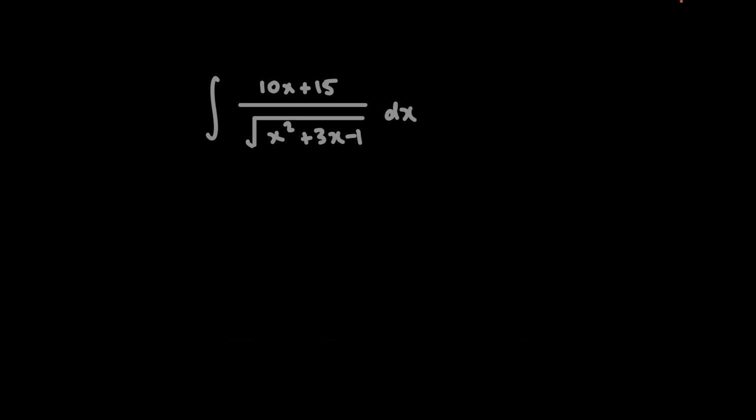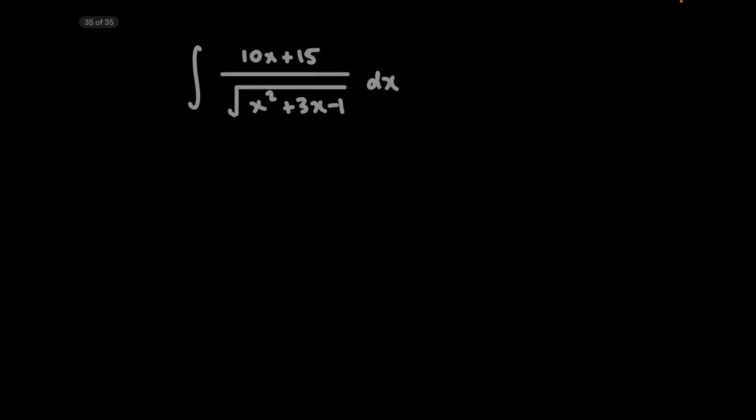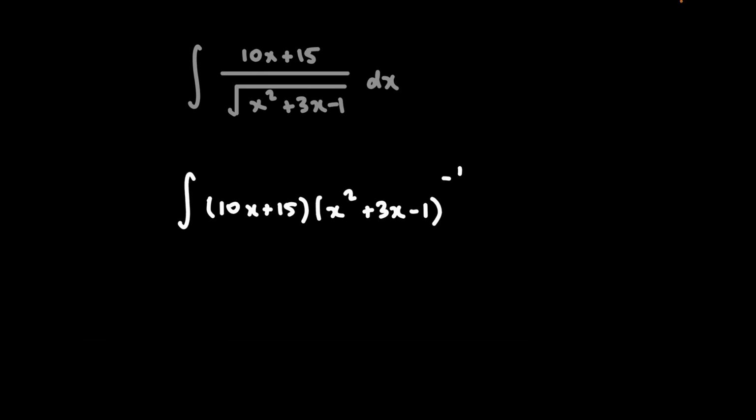What did I say when we have radicals or surds in our questions? Always try to write it as an exponent. Always try to write it in its most simple form. So you can have the integral of (10x plus 15) times x squared plus 3x take 1 to the power of negative a half.